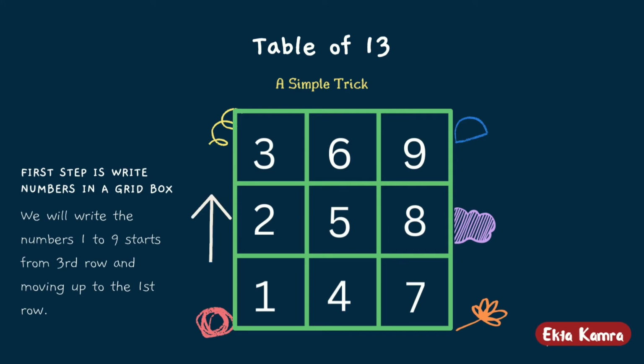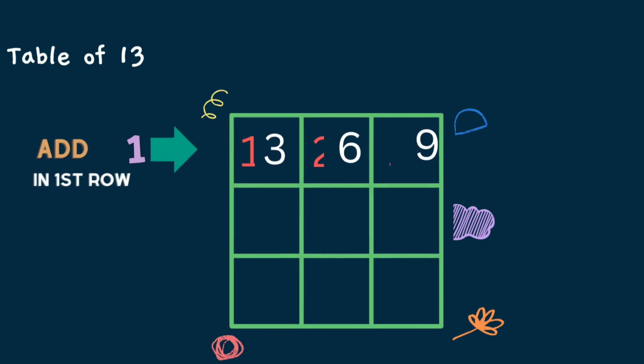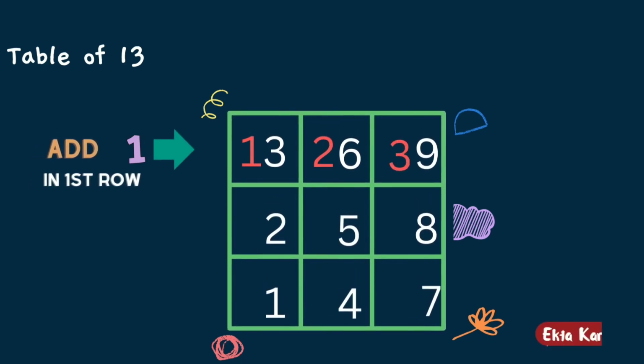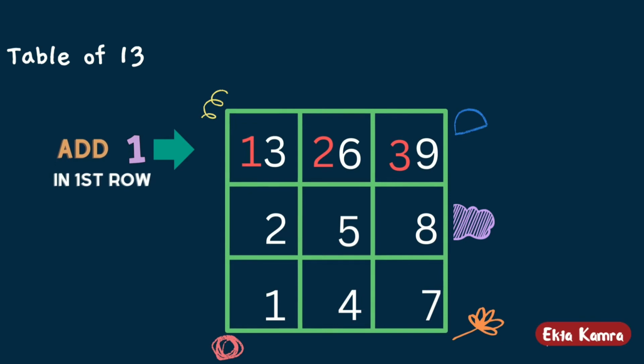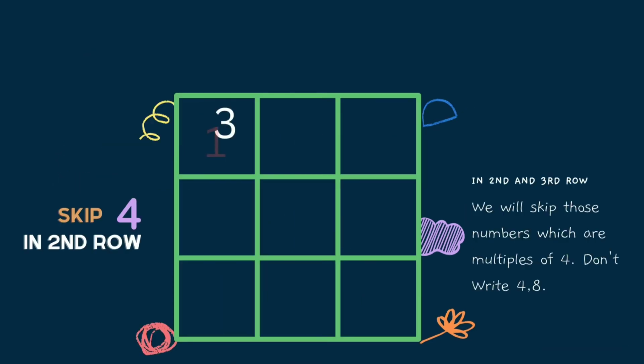Now moving up, write the numbers 2 and 3. Then down, write the number 4 at the second column of the third row. Then keep moving up, write the numbers 5 and 6. In the same way, I'll write the number 7 in the third row of the third column. Then keep moving up, write the numbers 8 and 9. So the first trick is to add the number 1 before 3, 6 and 9. So the numbers become 13, 26 and 39.